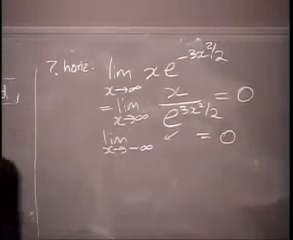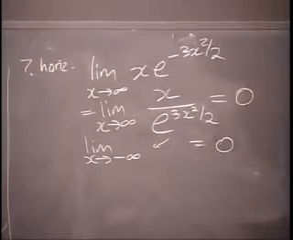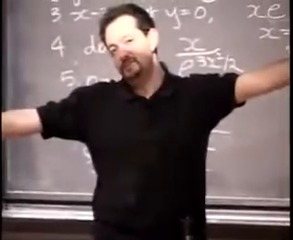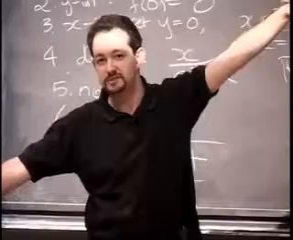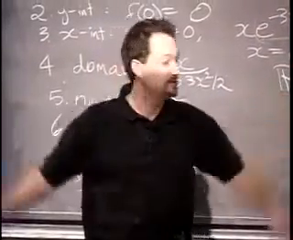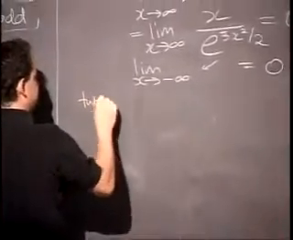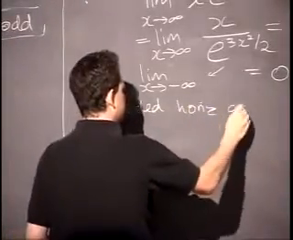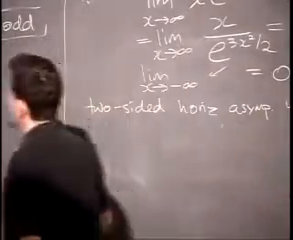We don't even have to think about it. It's an odd function, so the asymptote on the right and the asymptote on the left have to be opposite. If this one was at 5, this one would have to be minus 5. But because this one's at 0, this one's at minus 0, which is 0. So there's a two-sided horizontal asymptote at y equals 0. And now we can draw that in.